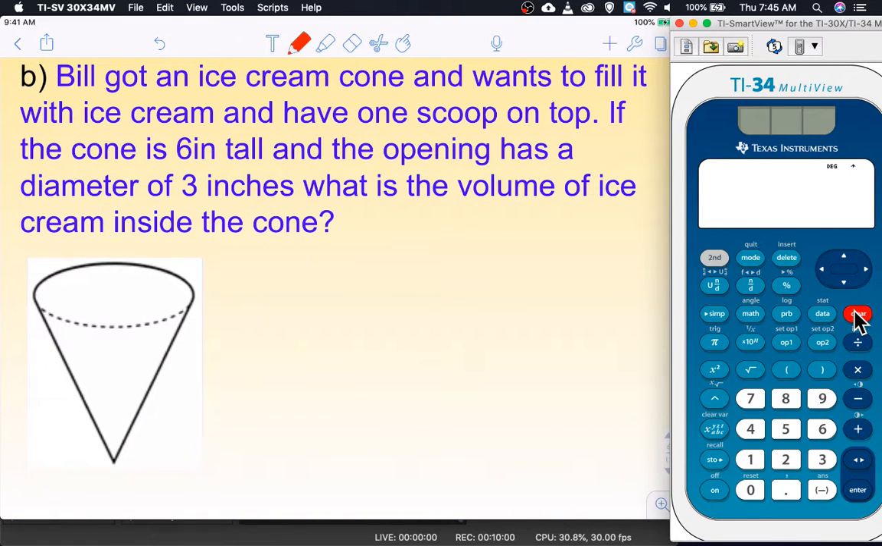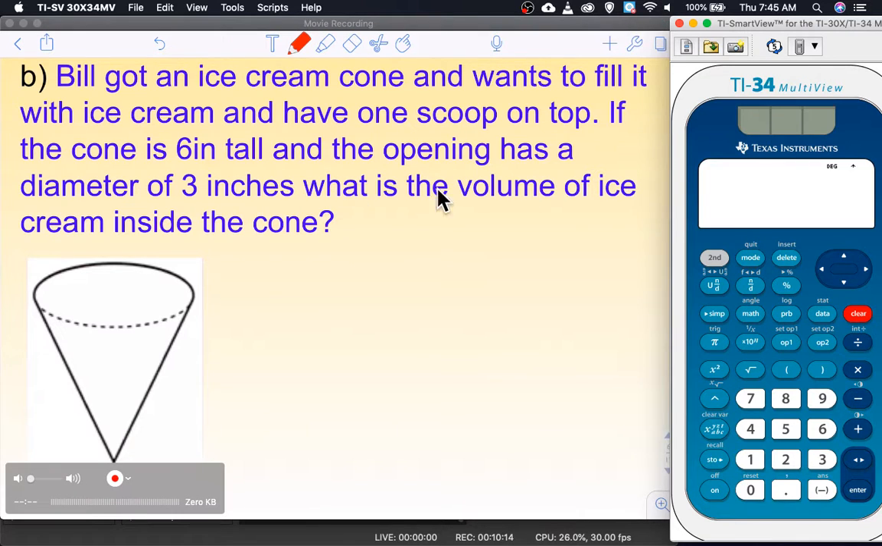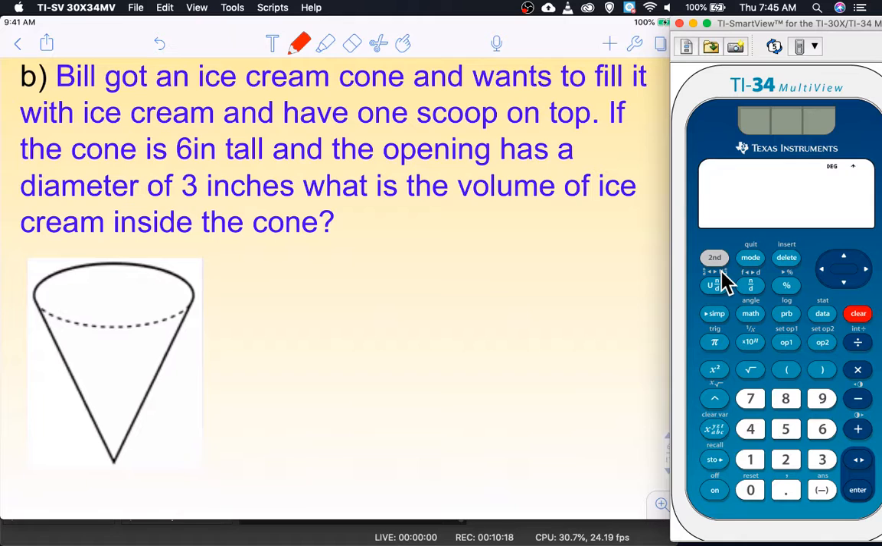Okay, here's one for you. It says Bill got an ice cream cone and wants to fill it with ice cream and have one scoop on top. If the cone is 6 inches tall and the opening has a diameter of 3 inches, what is the volume of ice cream inside the cone? So if you could please go ahead and pause the video and do this problem on your own right now. When you're ready to continue, hit play and we'll go through it together.